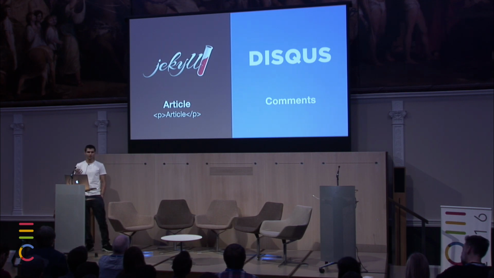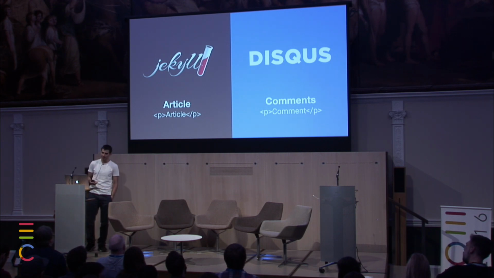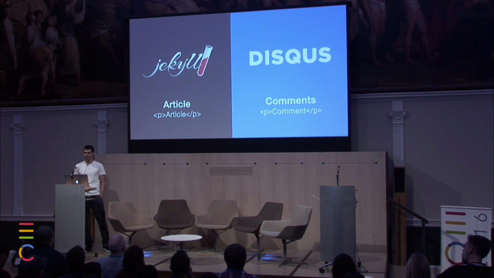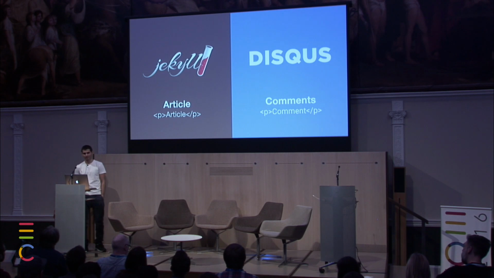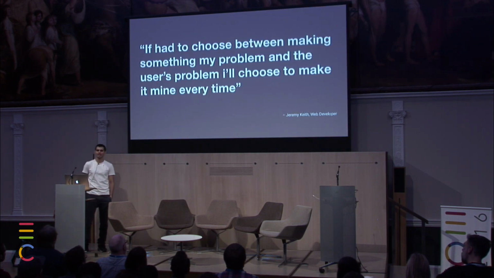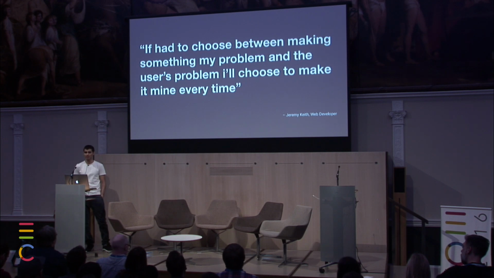But we know that there's so many failure points. It's been talked about today. And ultimately, if we think about what a comment is, it's just the same as what an article is. It's just some text. And we know we can deliver this for everybody and deliver a better experience. And ultimately, the reason why this happens is because we put our needs as a developer first before the needs of the users. And as Jeremy Keith says, if I had to choose between making something my problem and making something my user's problem, then I'd choose to make it mine every time, and I think this is bang on.